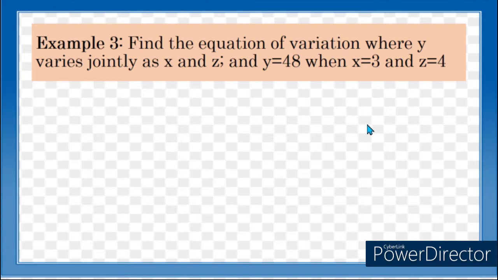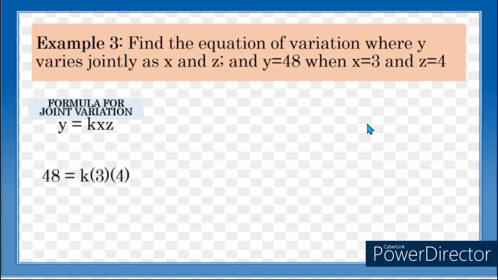So yung hahanapin po natin dito is the value of k, and then after finding the value of k, we need to substitute in order for us to determine the equation of the variation. Okay, so we have here the formula for joint variation: y is equal to kxz. So, substitute natin yung value ng y. We have 48, and it's equal to k times the value of x is 3 and the value of z is equal to 4. So, we have here 48 is equal to k times 3 times 4.